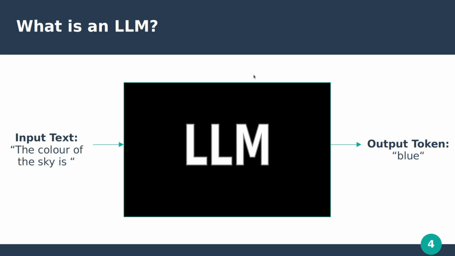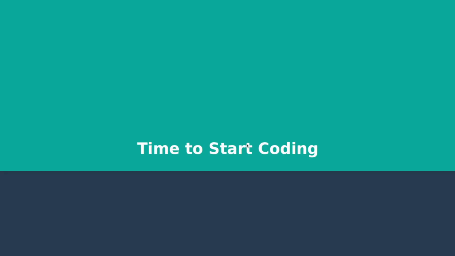Then you take the output the LLM outputs and put it back onto the input text. As you can see, we're feeding it the color of the sky is, and then we feed it back into the LLM. The LLM will now output blue. Then we do that again and it will output a period. Then we do that again and it will output a new line. And in this instance we can take the new line as the LLM basically saying, I'm done, so we're going to cut it off here and then feed it back to the user. So now that you have that really quick introduction as to what an LLM even is, time to start coding.